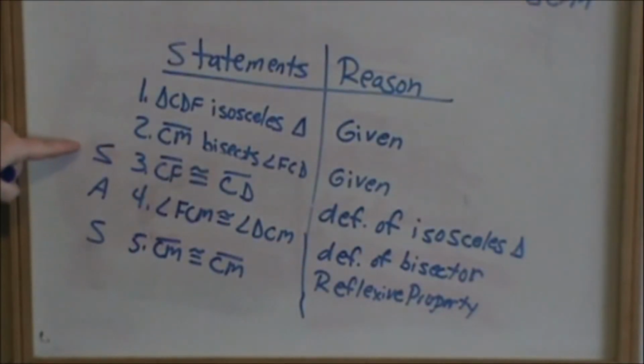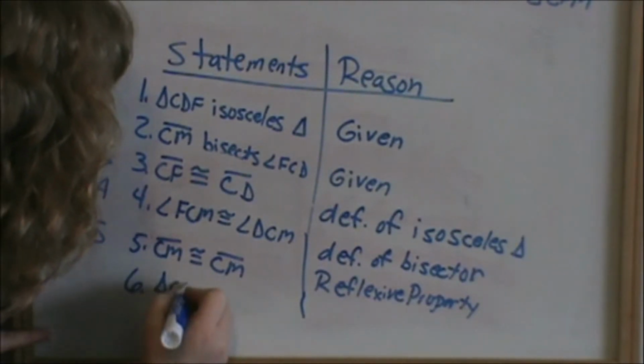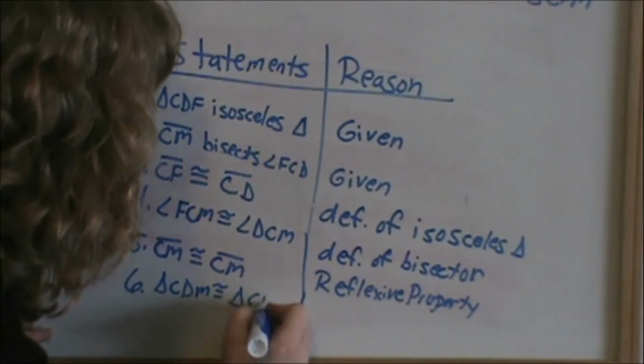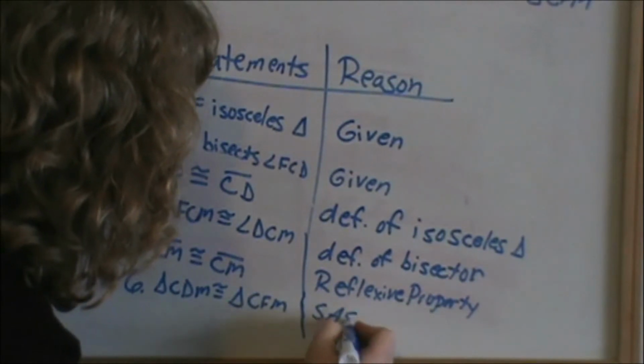Okay, now that we have all the statements that we need, we have a side and an angle and a side, we can now say that the two triangles are congruent. So we're going to say that triangle CDM is congruent to triangle CFM. Why? Because of the side, angle, side postulate.